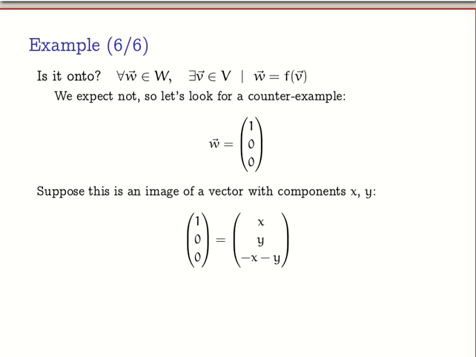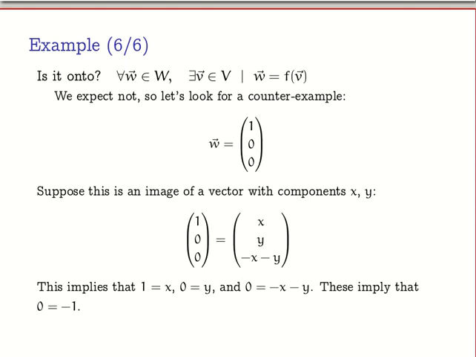Suppose this is an image of a vector with components (x, y, minus x minus y), that is, that it's the image of some vector v. This implies that x equals 1 on the top row, that the second component y equals 0, but that means from the last row that 0, which equals minus x minus y, because x is 1 and y is 0, implies that 0 equals minus 1. Therefore, the map is not onto, because it's not possible to find a vector v that maps to this one here.